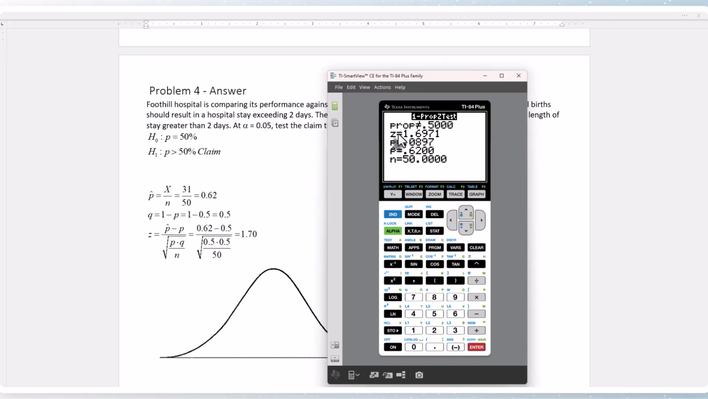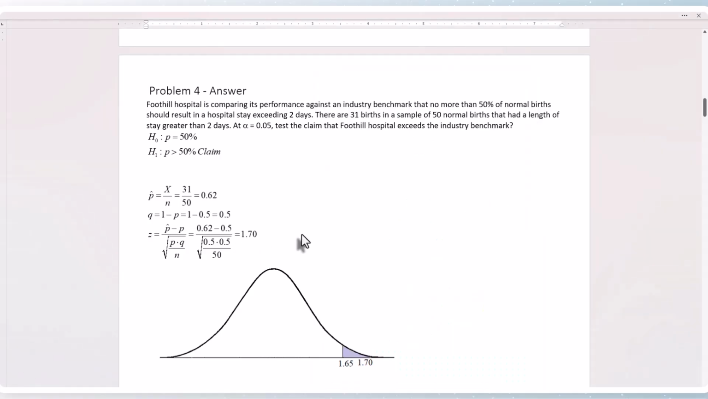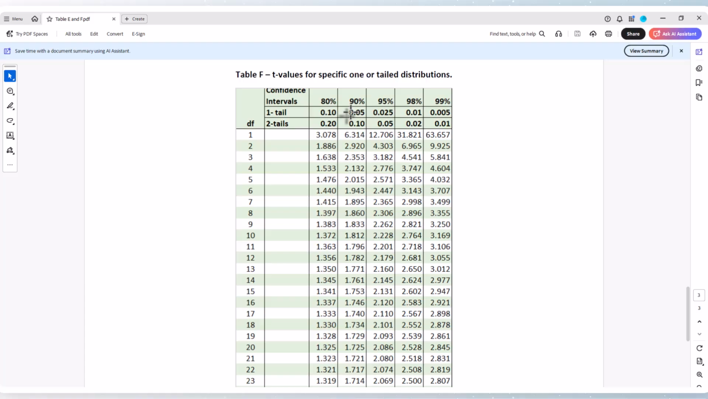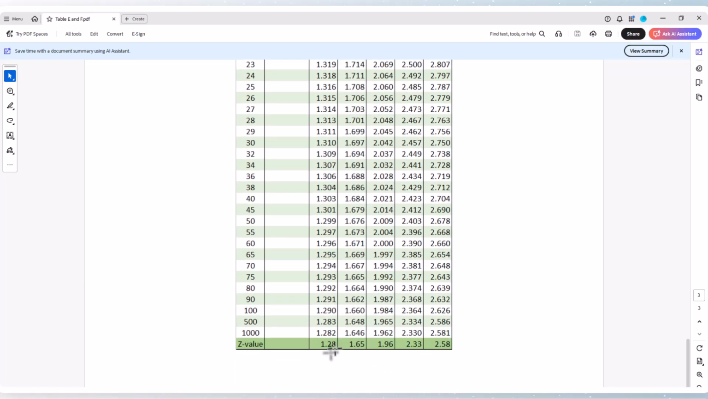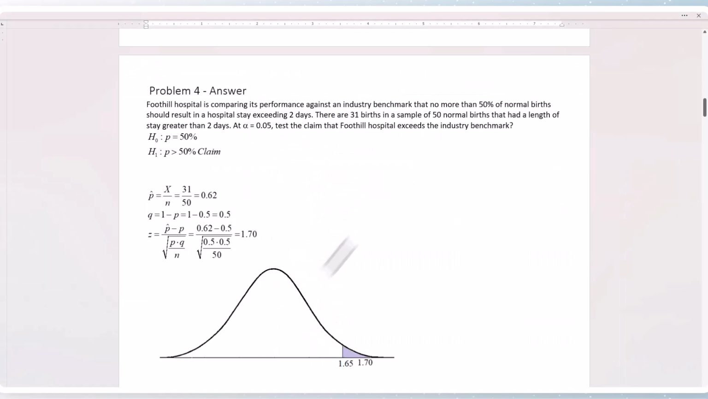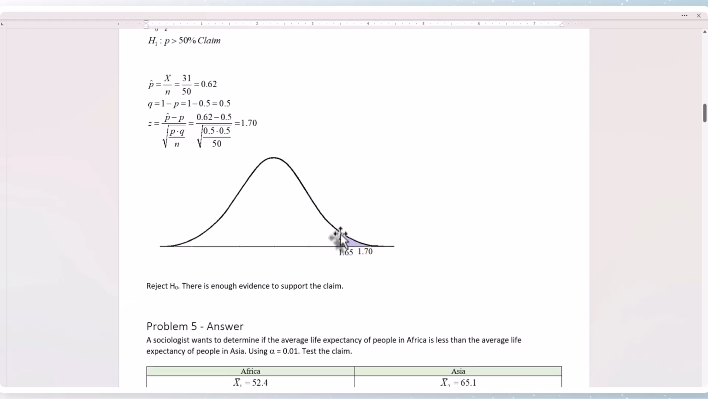And we can see that we get 1.697, so that's going to round to 1.7. This is a one-tailed test, alpha is 0.05, one-tail 0.05. Now remember, when we test for p, it's a z-test. So we're using the 1.65 as the critical value. 1.7 does fall in the critical region, so we reject H naught.